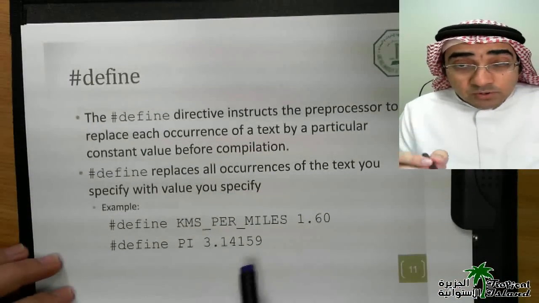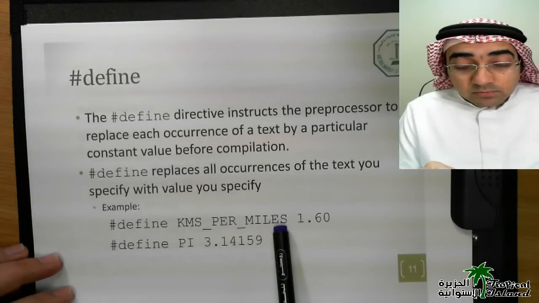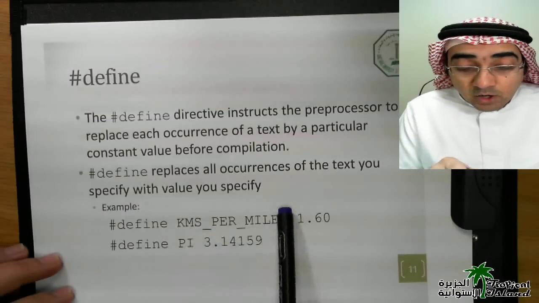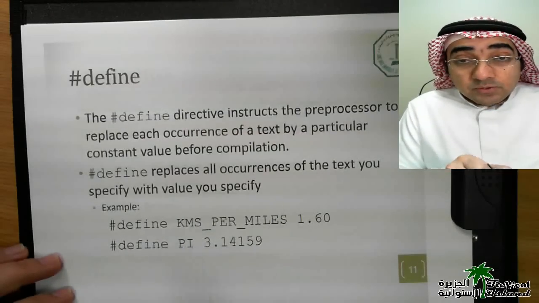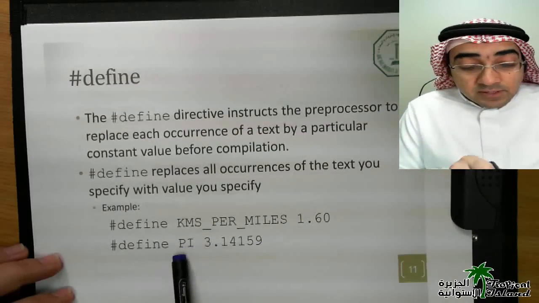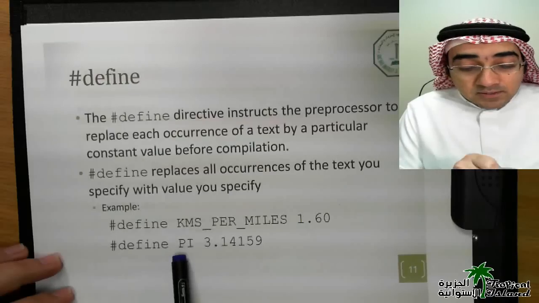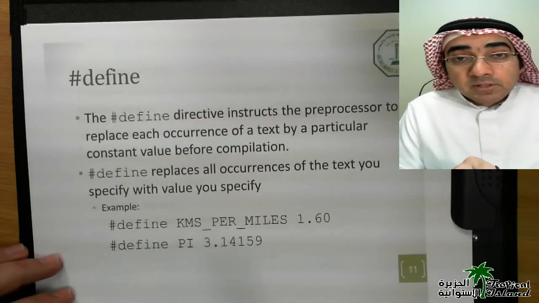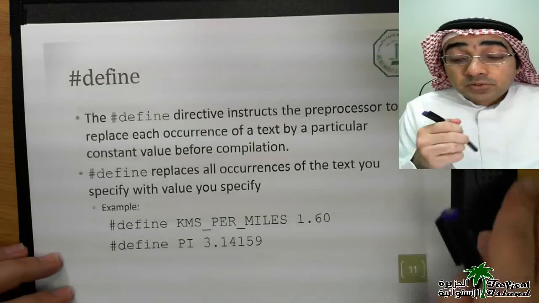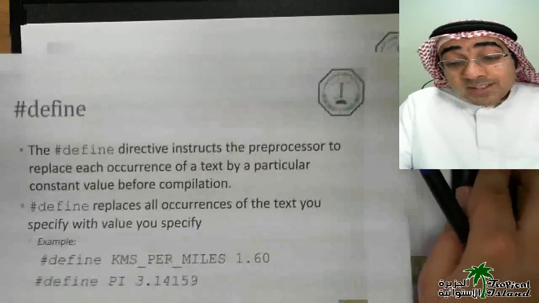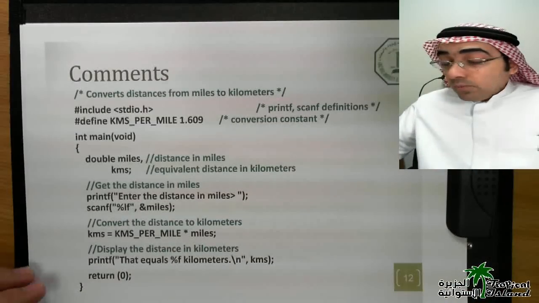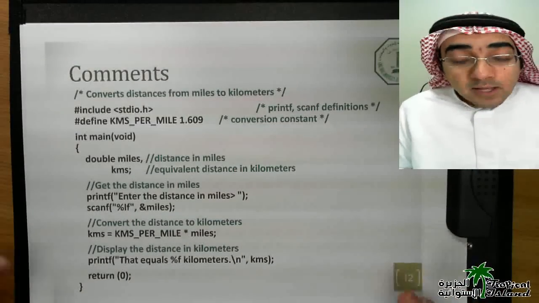Make sure that you copy the exact same name as you have written over here, and please understand that C is case sensitive. So if we write PI in capitals over here, write it in capitals in the source code also. If you write in small, write in small. If you write in capital, write in capital.